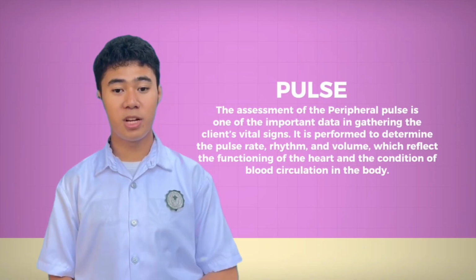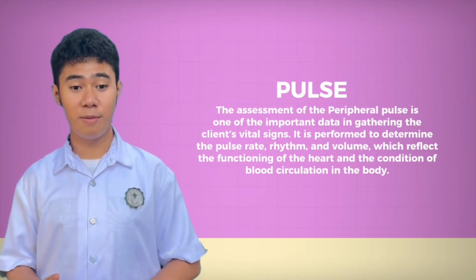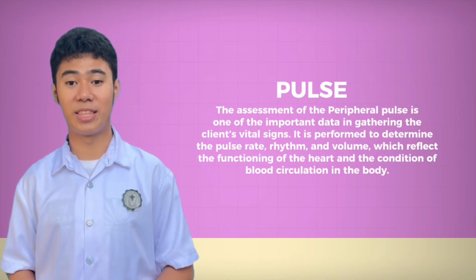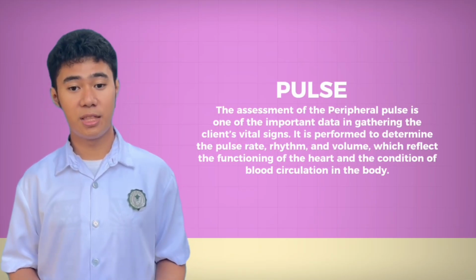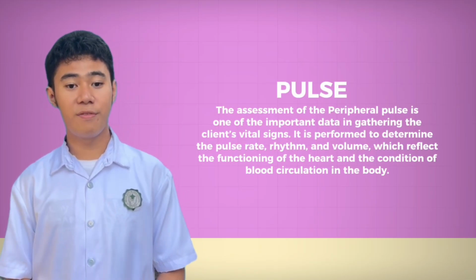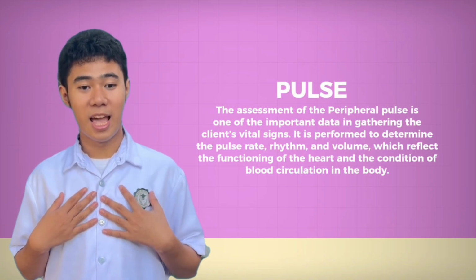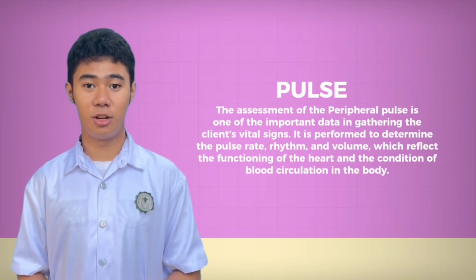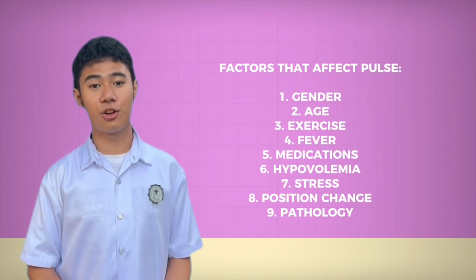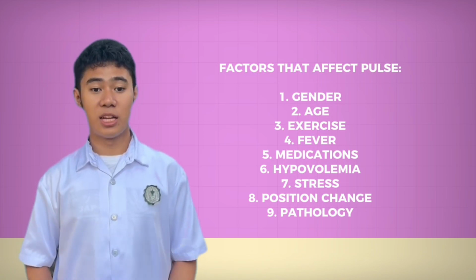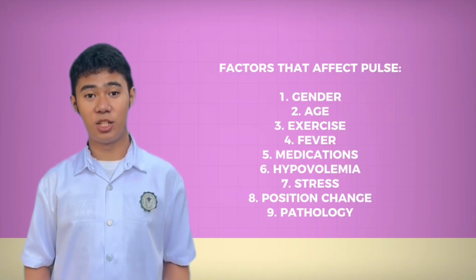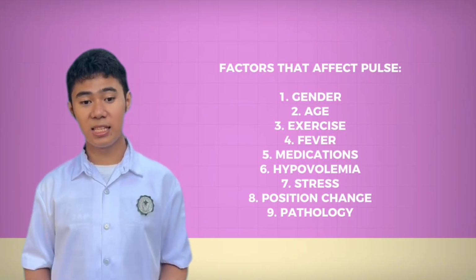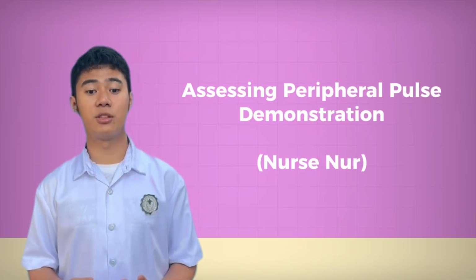The assessment of the peripheral pulse is one of the important data in gathering the client's vital signs. It is performed to determine the pulse rate, rhythm, and volume, which reflects the functioning of the heart and the condition of the blood circulation in the body. There are certain factors that might affect the pulse, such as gender, age, exercise, fever, medication, hypovolemia, stress, position change, and pathology. Now, let's move on to the demonstration.